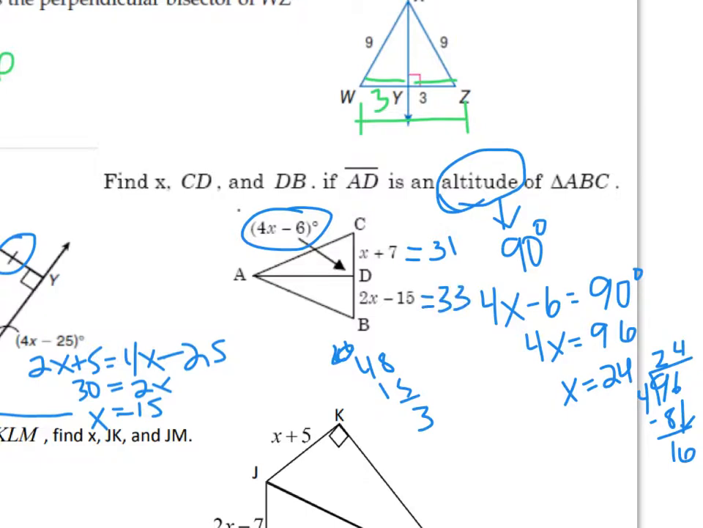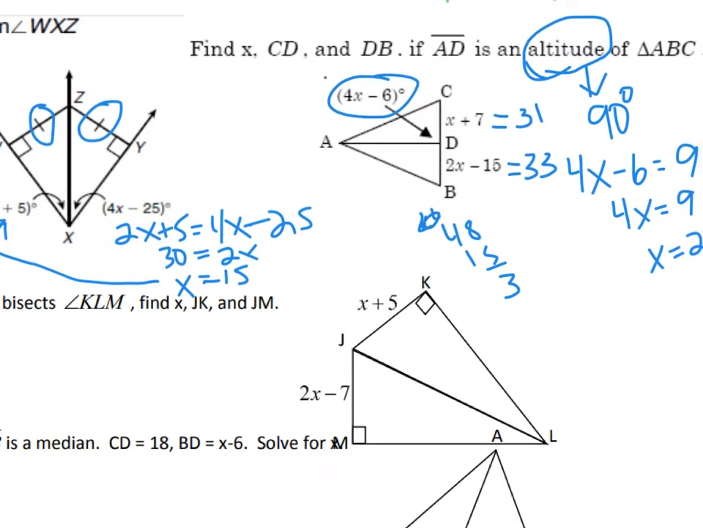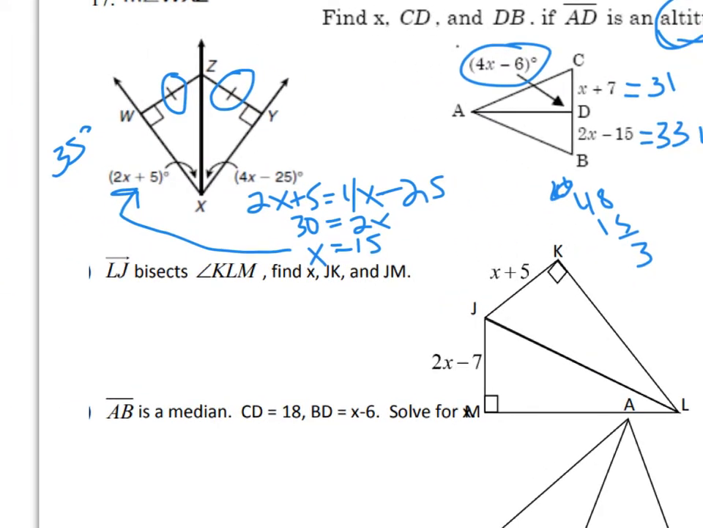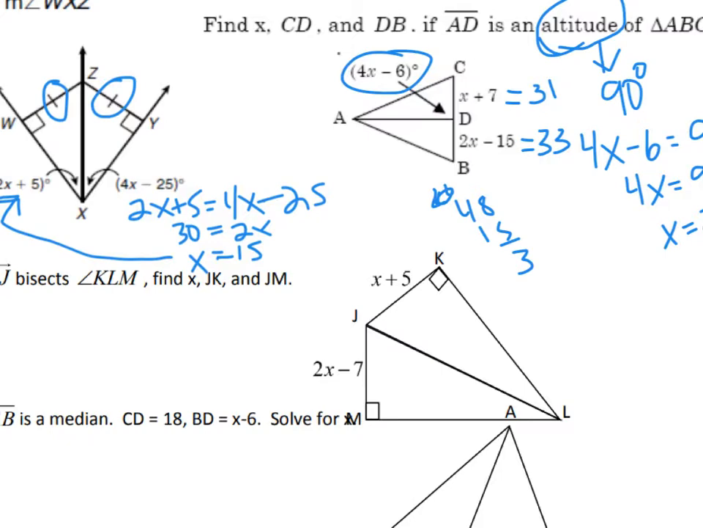So those are not the same, which means I would have gotten the wrong answer if I assumed that those were medians and not just an altitude. All right. The next one says LJ bisects angle KLM. So because it's bisecting, that means that these two segments are congruent. Once again, we could prove that using our different triangle congruence theorems, and we did in class back in the day when we first learned this.